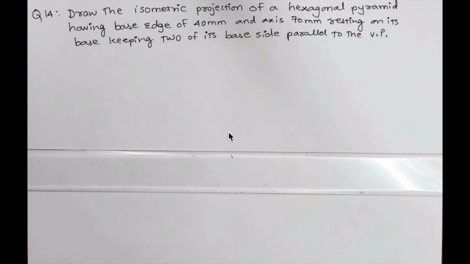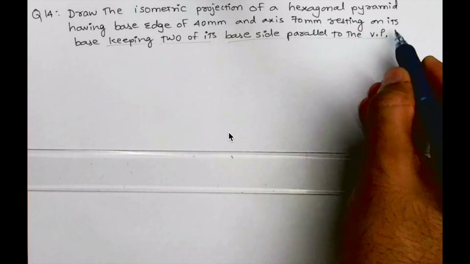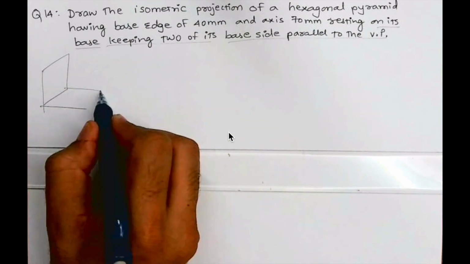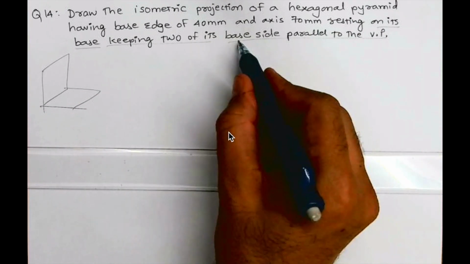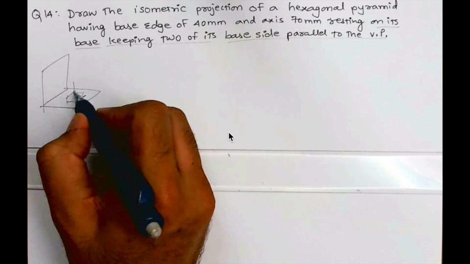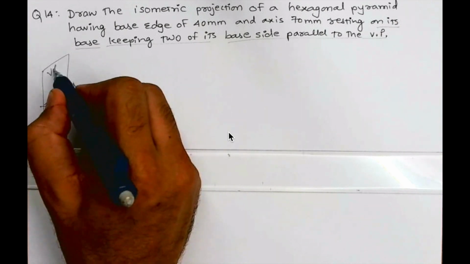Welcome to Technical Drawing. Today we'll see how to draw the isometric projection of a hexagonal pyramid having its base edge 40 and axis height 70, resting on its base, keeping two of its base sides parallel to VP. So this side will be horizontal, it will be parallel to VP, and it will be like this. See, these two sides are parallel to VP.